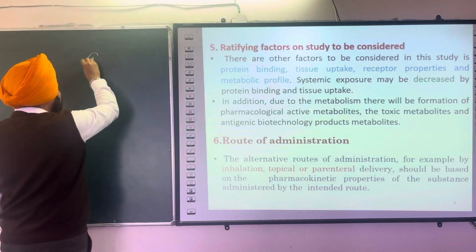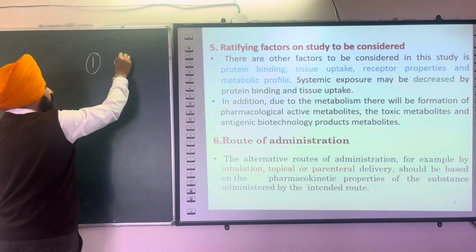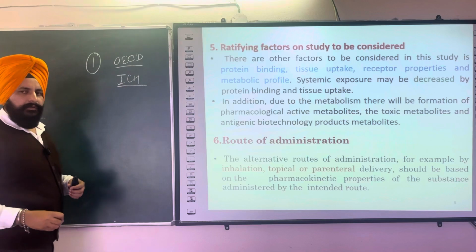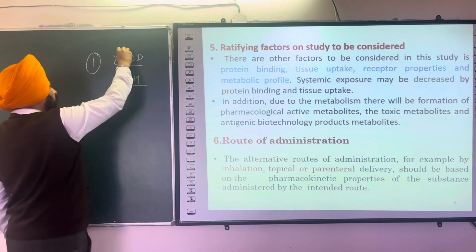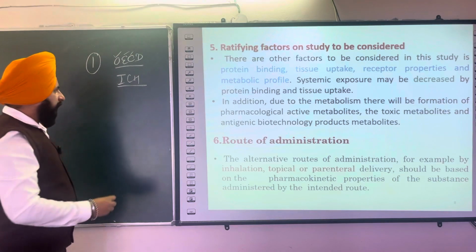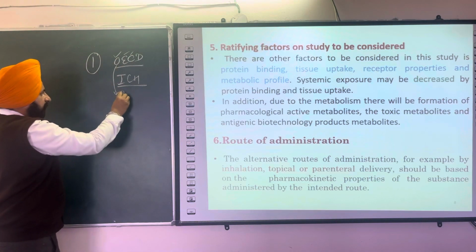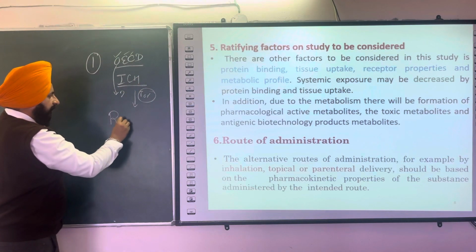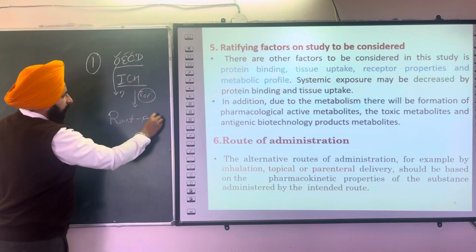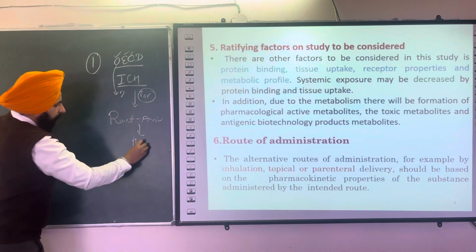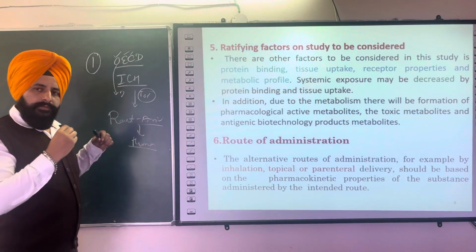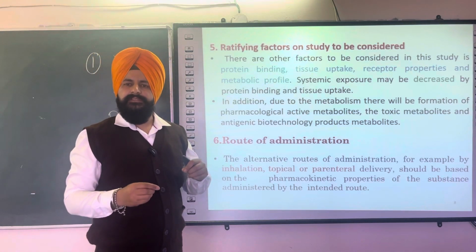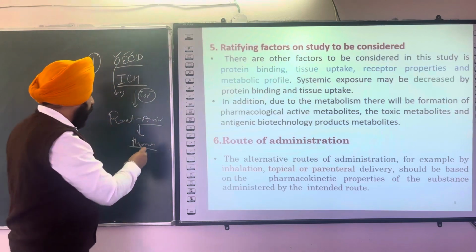The first parameter, as per the OECD and as per the ICH, International Council for Harmonization, and the Organization for Economic Co-operation and Development. The basic question they ask: suppose you are doing toxicokinetic analysis, the route which you select in the animal should be similar to the human. So don't use any drug by the oral route in humans and by the IP route in animals. This is not a rational thing. So the route should be matched.